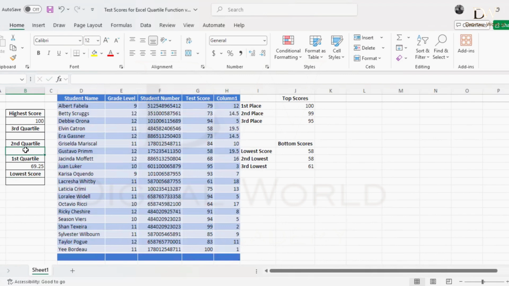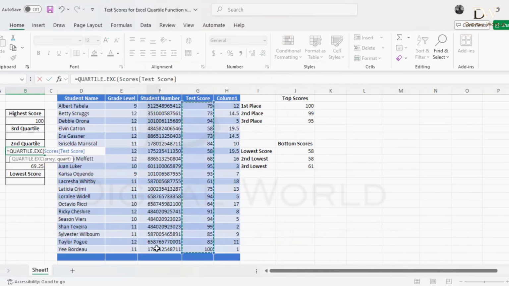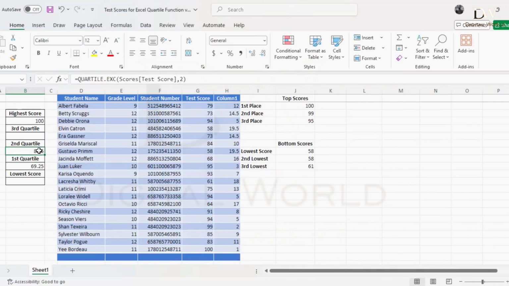Now we go into the next cell and say equals QUARTILE.EXC again. Your array just means the entire set of values you are considering, comma. The second one is the median value, that means the middle value. Which score represents the median of this entire data set? Close your bracket, enter. So 83.25 represents the second quartile.